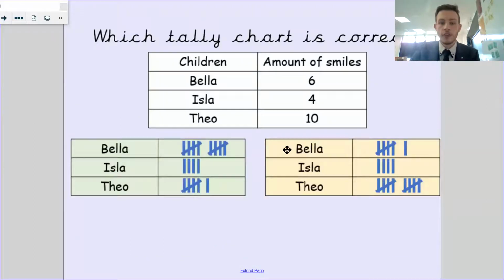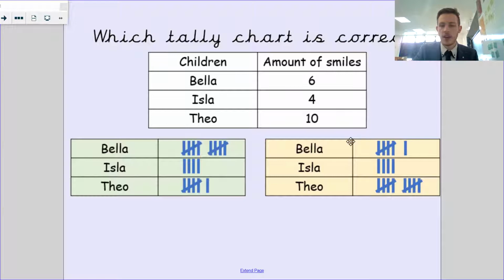There we are. So our tally chart, which one is correct? We've got Bella. Amount of smiles, well, she smiled 6 times on that day. We've got Isla, well, she smiled 4 times on that day. And we've got Theo, who smiled 10 times in that day. Now let's check which one is correct.